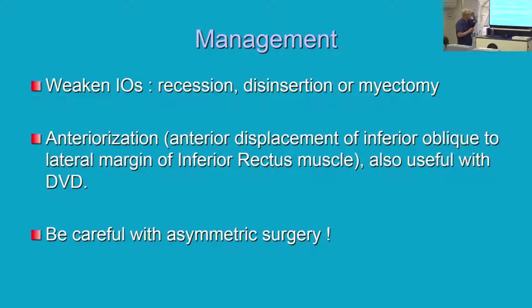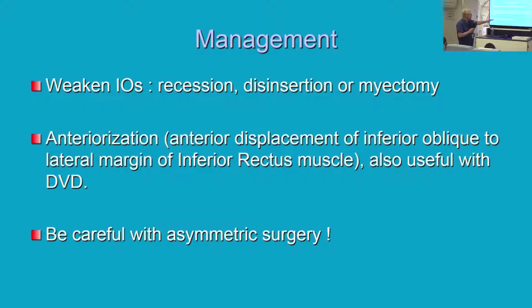Another option is anteriorization, which is anterior displacement of the inferior oblique to the lateral margin of the inferior rectus muscle insertion. And this can also be very useful in cases of DVD. In fact, many times if we have both inferior oblique overaction and dissociated vertical deviations, we will do an anteriorization, and it can solve both problems.